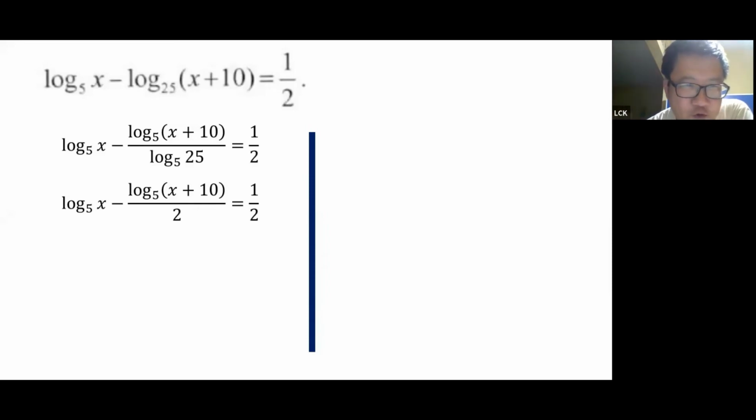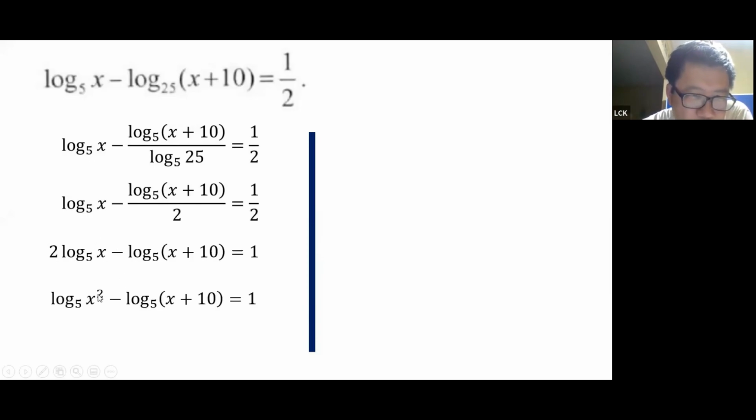Understand why you are doing this. Why are you multiplying throughout by 2? You're multiplying throughout by 2 because you want to get rid of this 2 at the bottom, and once you multiply it by 2 throughout, that's what you get. You get a beautiful equation here. Absolutely beautiful.